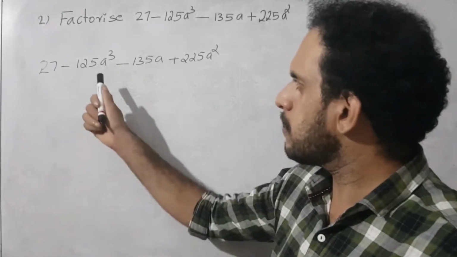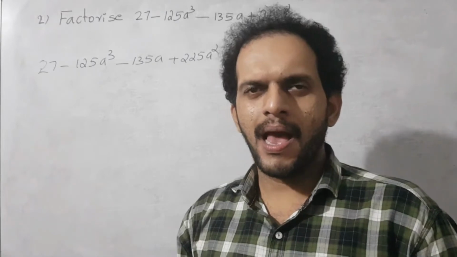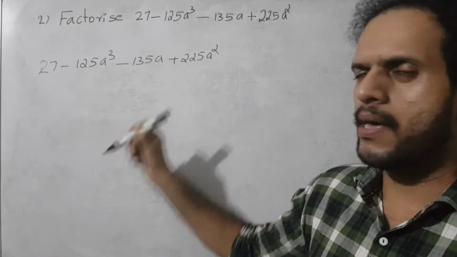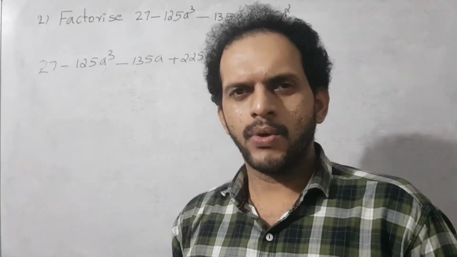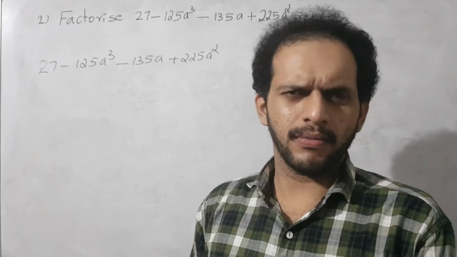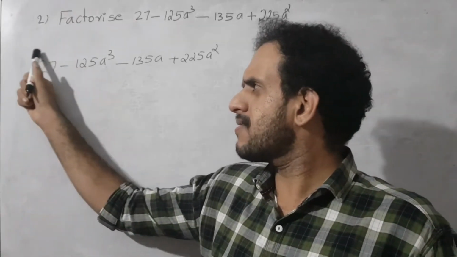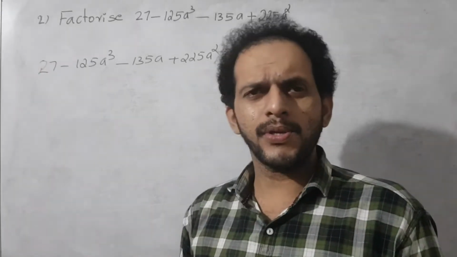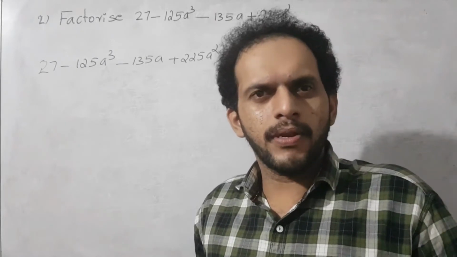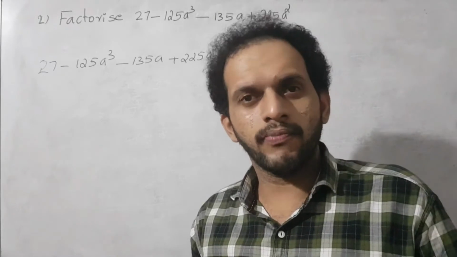But the second term is given in the form of cube, and the next two terms do not contain the cube; the last term contains the square. So it is very clear that in this polynomial we have cube terms and square terms. The second term is in cube form. Then we check whether the first term can be converted into the form of cube. Is 27 a cube of any number? Yes, 27 is the cube of 3.